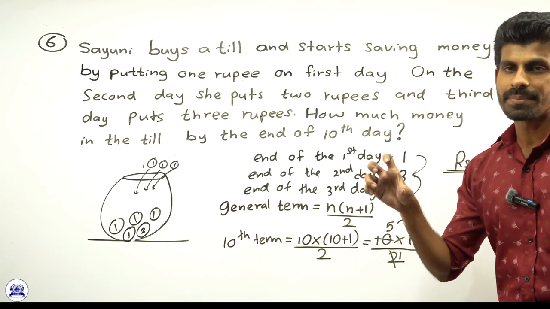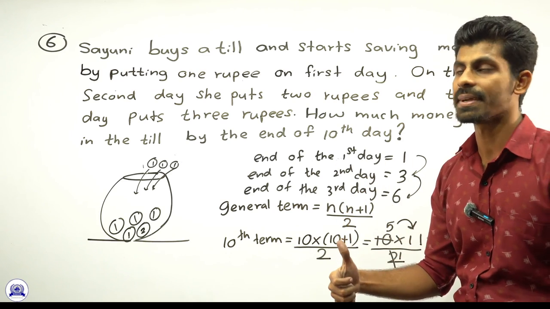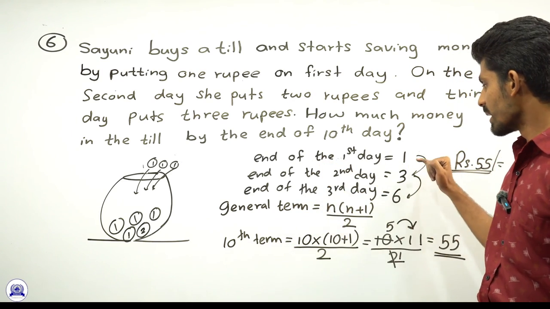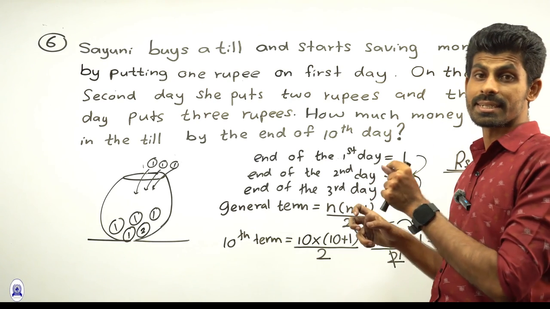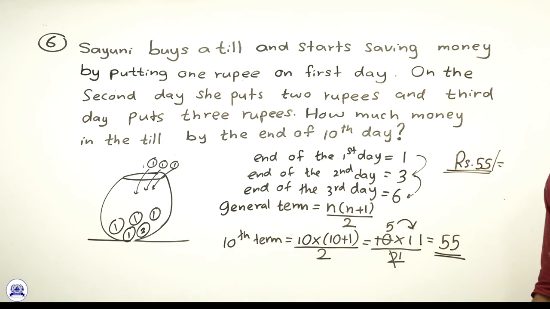You need to identify the pattern first. What is the pattern? 1, 3, 6. 1, 3, 6 is the triangular number pattern. For the triangular number pattern, then you can substitute.